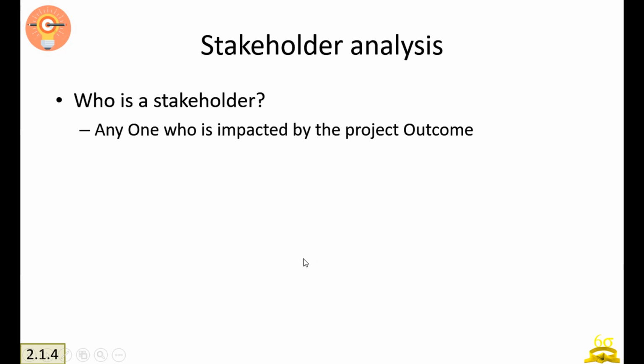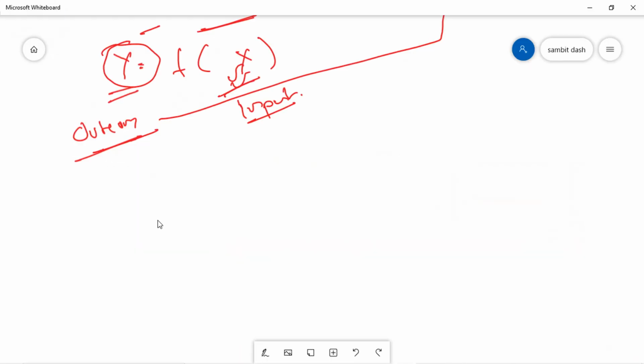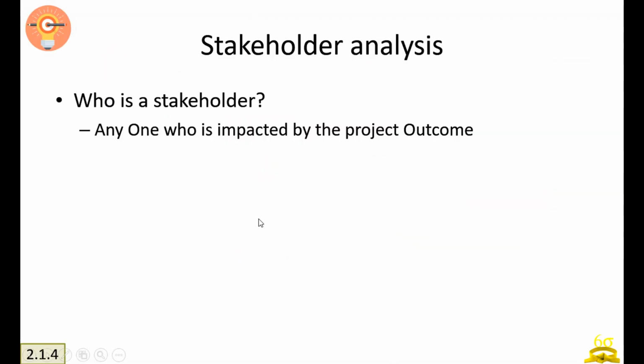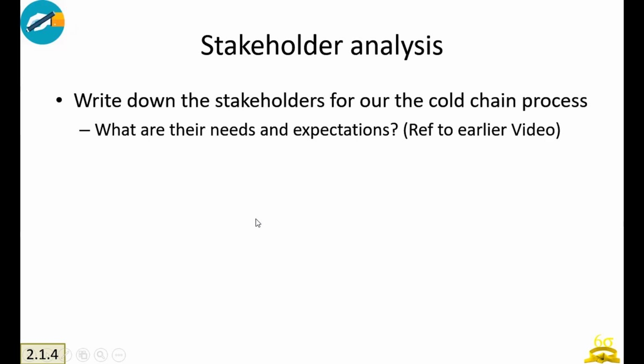Now within this, let's understand who is a stakeholder, right? A stakeholder, by definition, is someone who is impacted by the project outcome. How do I know who is impacted and who is not impacted? We'll get into this with another one. We'll do the SIPOC and this simultaneously. Once you know the stakeholders for our cold chain process, find out what are their needs and expectations. If you still don't understand what needs and expectations are, refer to the earlier video I prepared on CTQs and voice of the customer, right?